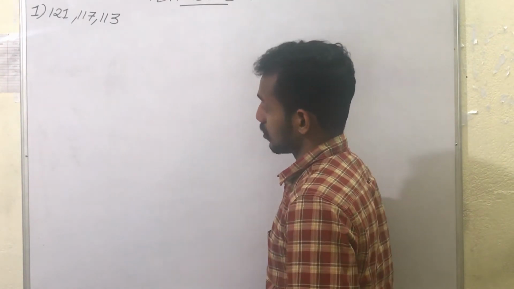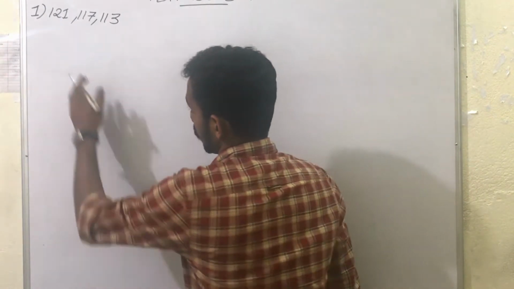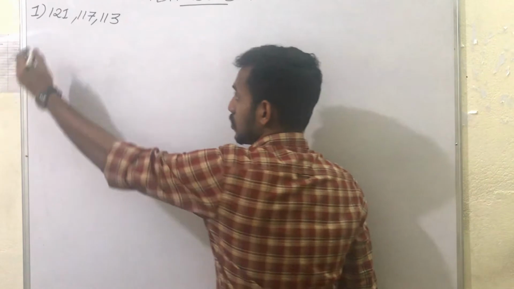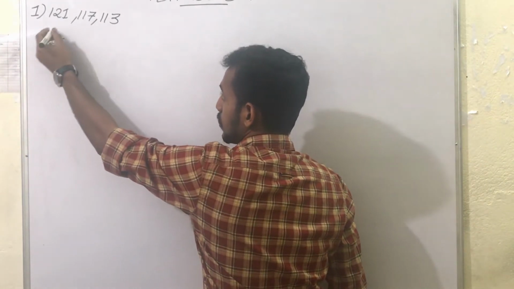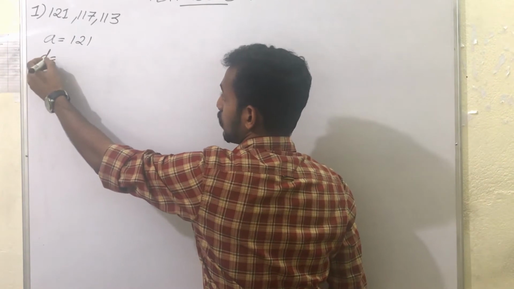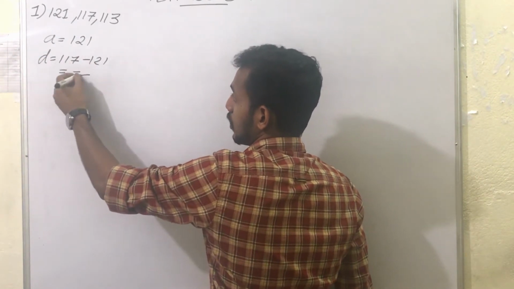Okay, the AP is already given. The AP is given as 121, 117, 113, and so on. So first we can write the variables that are given. A is equal to 121 and the common difference will be 117 minus 121, which is equal to minus 4.